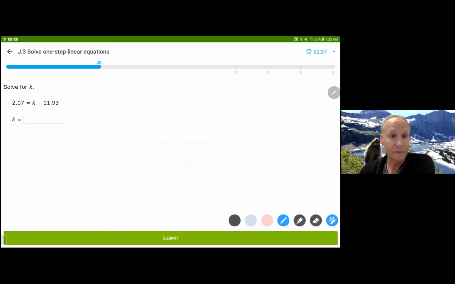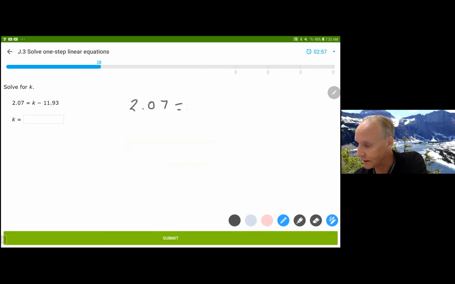Now, here's one of the reasons why we do the addition or the subtraction on both sides, because a lot of people are not going to be able to figure out in their head what value of k subtract 11.93 gives you 2.07. But what they can do is this. Notice that when I add decimals, I have to line up the decimals. Sorry, my handwriting isn't very neat this morning.